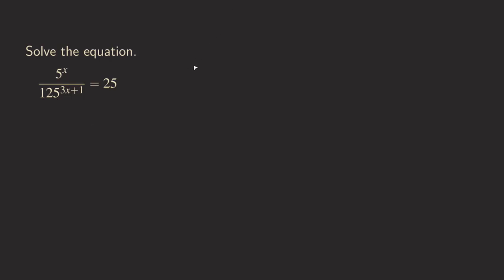Okay, so just to make a note here, keep in mind that 125 is a power of 5, which is 5 to the third power. And then 25, of course, would also be a power of 5. It's 5 to the second power. So what we can do now is turn this 125 into 5 to the third power. So we are going to get 5 to the x at the top.